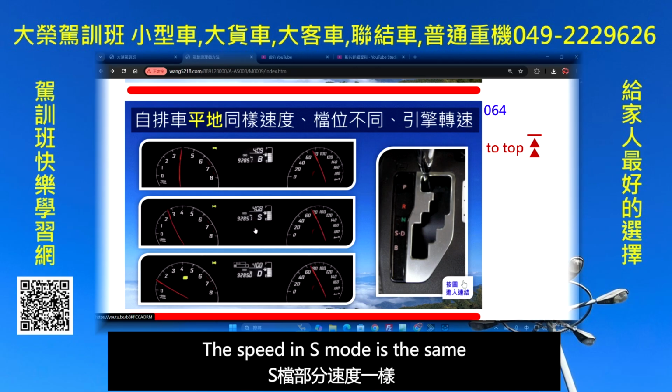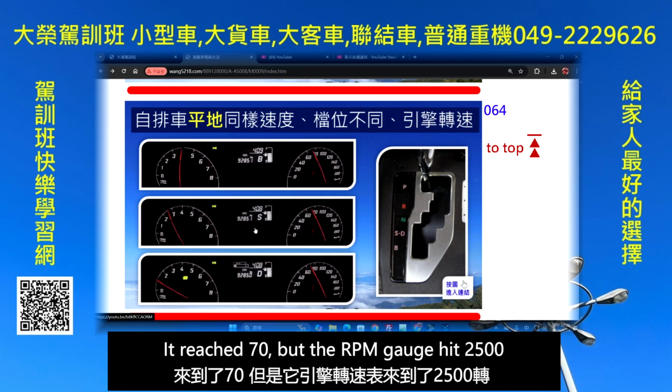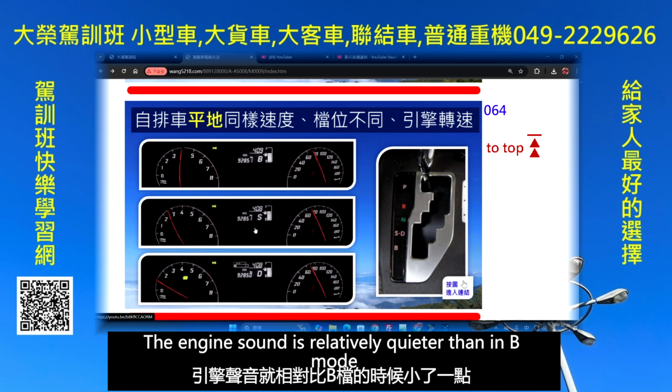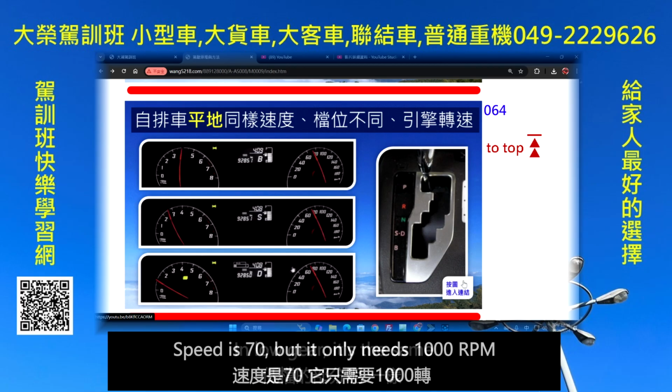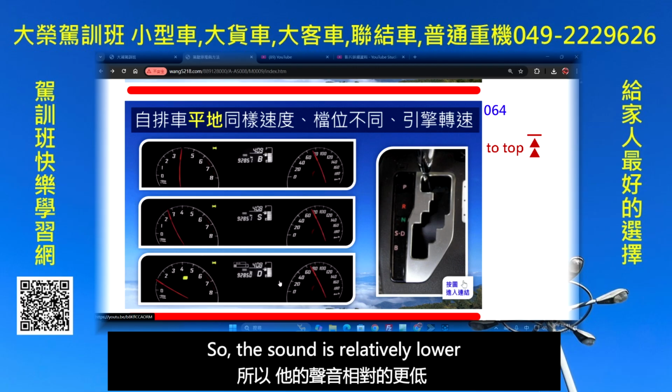The speed in S mode is the same. It reached 70, but the RPM gauge hit 2,500. The engine sound is relatively quieter than in B mode. In low gear, it's the same. Speed is 70, but it only needs 1,000 RPM. So the sound is relatively lower.